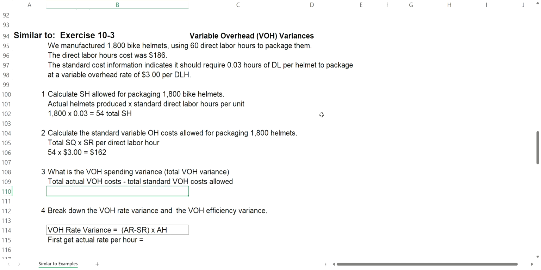So in part 3, we want to get the total variable overhead variance. And we can do that by taking the actual variable overhead cost given at $186 and subtracting the total standard overhead cost, which we just calculated in part 2, was $162. And that gives us a positive $24 for our total variable overhead variance, and that is a positive, so that would be unfavorable.